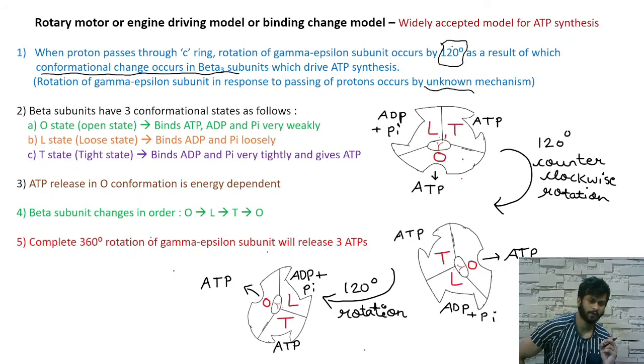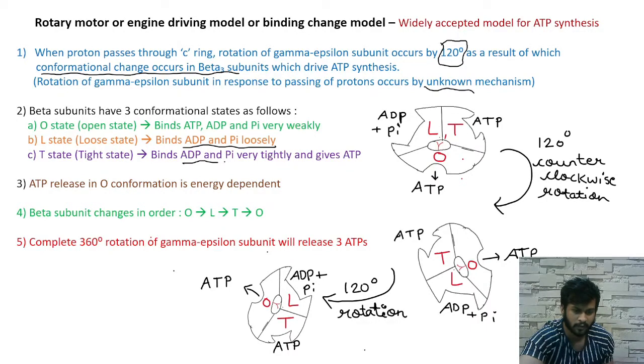Beta subunits have 3 conformational states as follows. O state, that is open state, binds ATP, ADP and inorganic phosphate very weakly. Loose state or L state binds ADP and inorganic phosphate loosely. T state is tight state, it binds ADP and inorganic phosphate very tightly and it gives ATP.